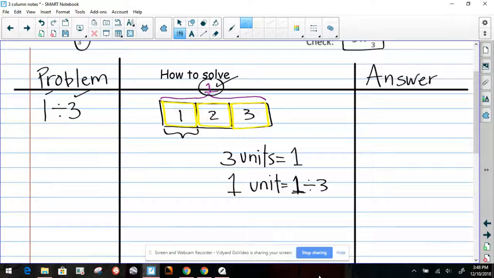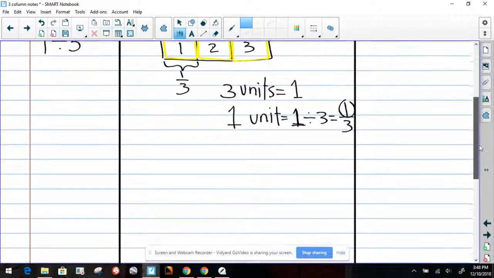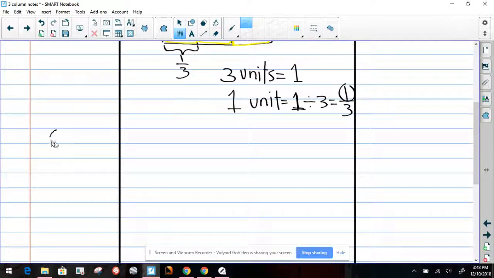And now we know that the answer is going to be 1/3. Because that's 1 divided by 3, which is the same thing as this right here, 1 divided by 3. So this equals 1/3. Now, let's see if that's true. So one of these equals 1/3 only. We're going to check with multiplication. So now we're going to check by multiplying.